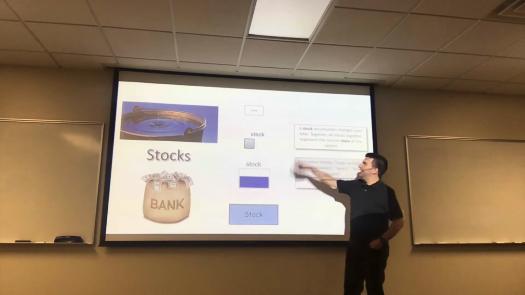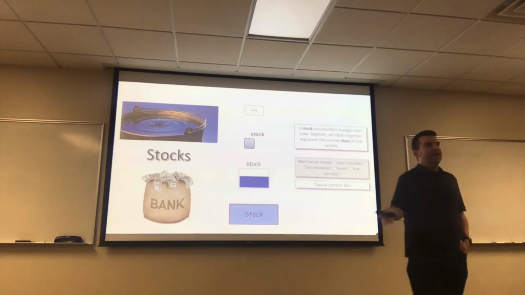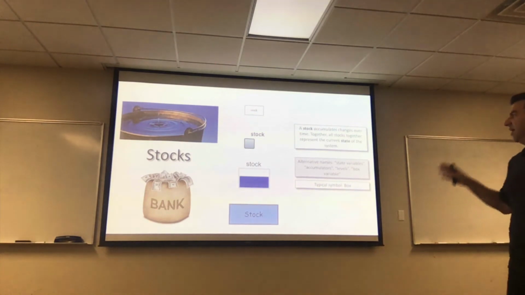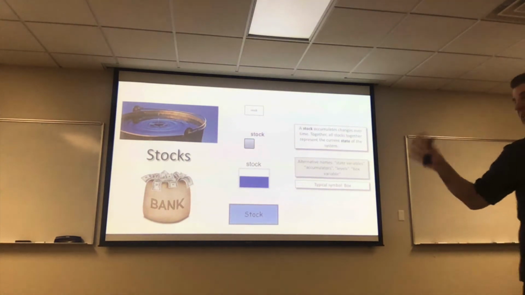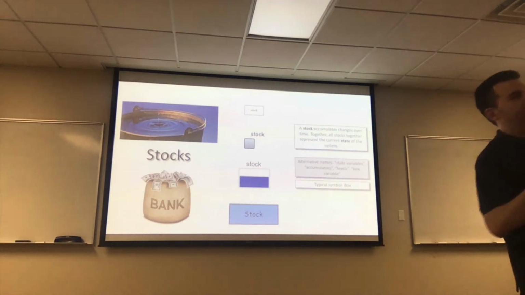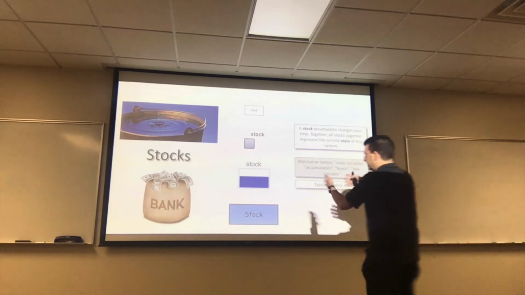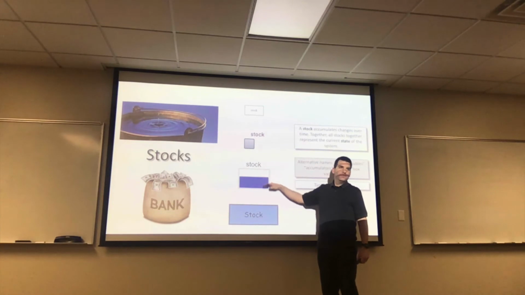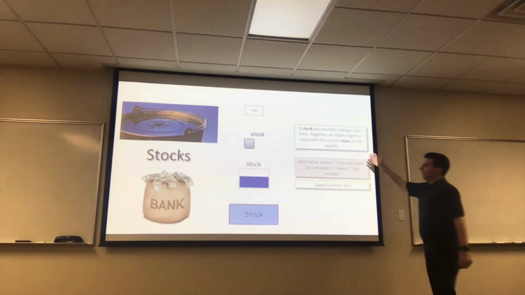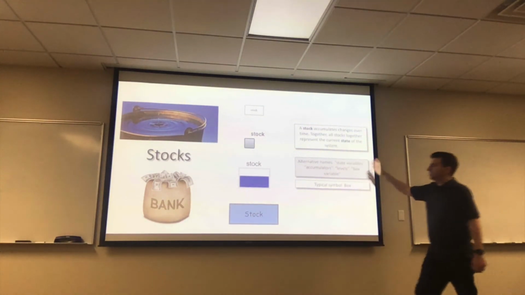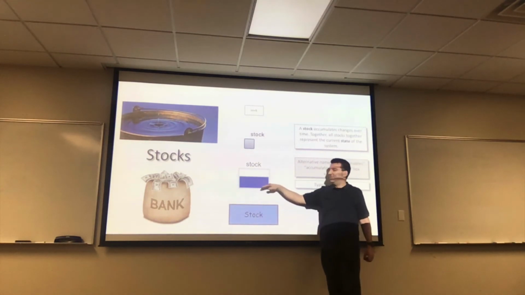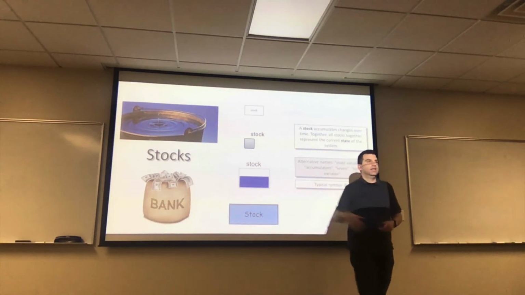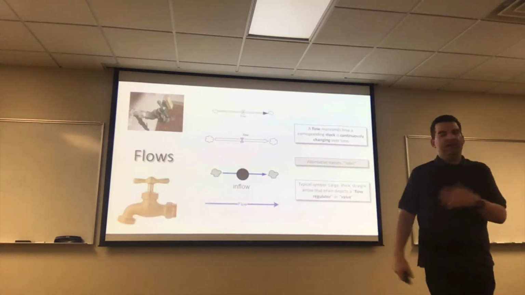So the common element here is boxes. Stocks are written as boxes. In fact, some software programs call them box variables. And they're shown as boxes because they're meant to look like buckets that can fill up. A stock represents anything that can accumulate, which is why it looks like a bucket, because things accumulate in a bucket. So that's how we draw stocks.